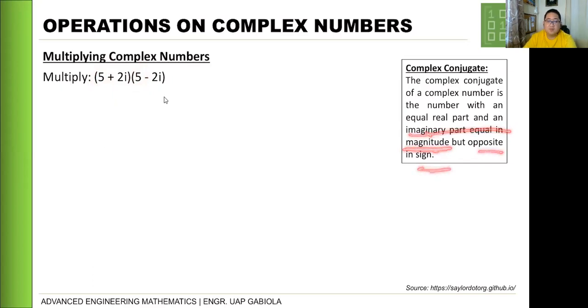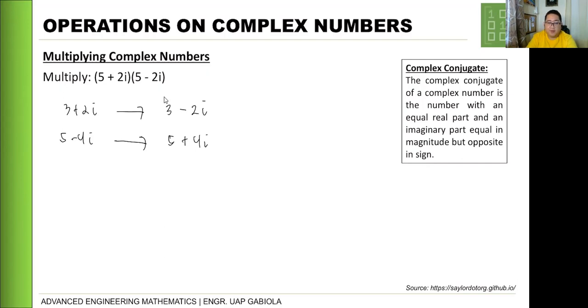Okay? So ibig sabihin, kapag halimbawa may isang number, halimbawa 3 plus 2i. Tapos tinanong, get yung complex conjugate ng number na yun. So pag sinabing complex conjugate niya, all you need to do is to copy, no? Tapos i-change sign mo lang yung imaginary number mo. Okay? So ibig sabihin kapag halimbawa meron tayong 5 minus 4i, para makuha yung complex conjugate niya, all we need to do is 5 plus 4i. Okay? So yun yung ibig sabihin ng complex conjugate.